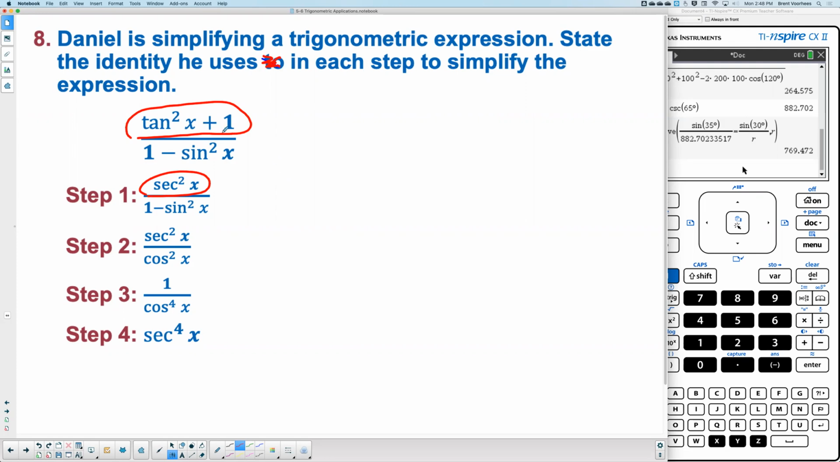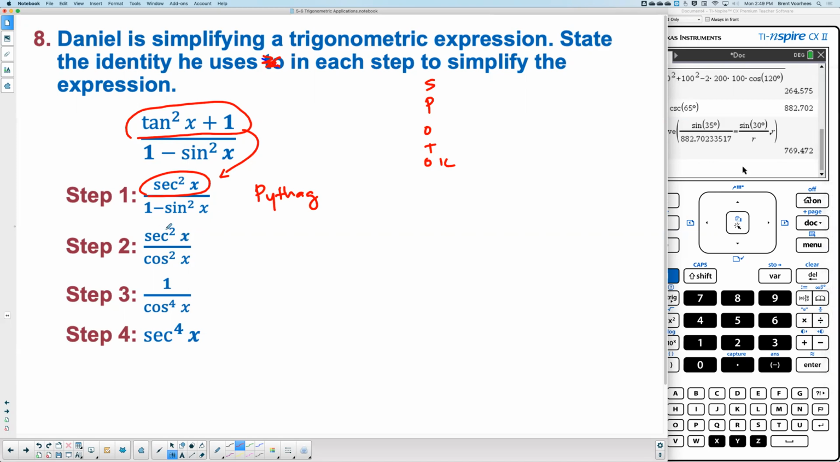What's changed going from tangent squared plus 1 to secant squared? Is that basic simplification? Did I combine like terms or did I cancel anything? It's not that. Is it Pythagorean? Yes, that's Pythagorean. So step 1 would be Pythagorean, that's the correct answer here, Pythag.